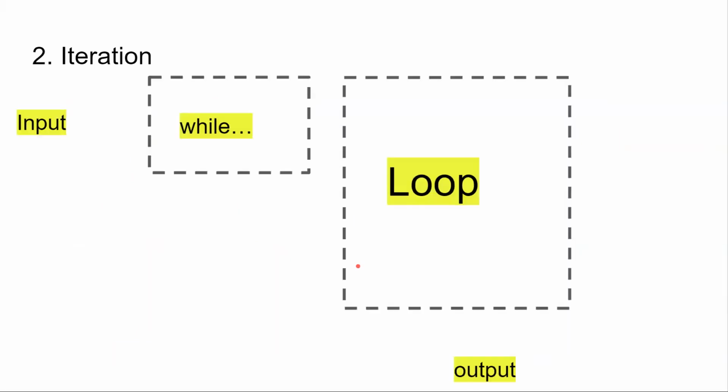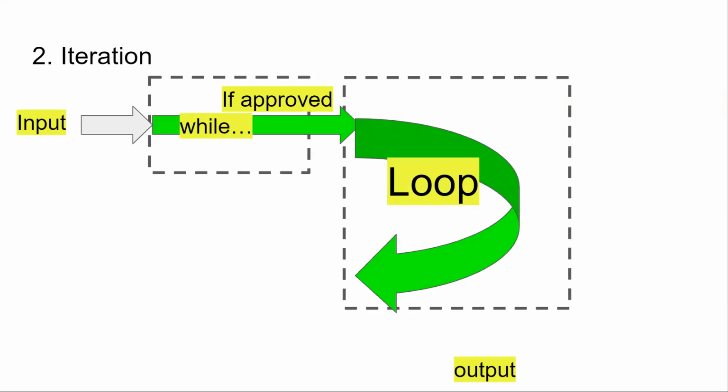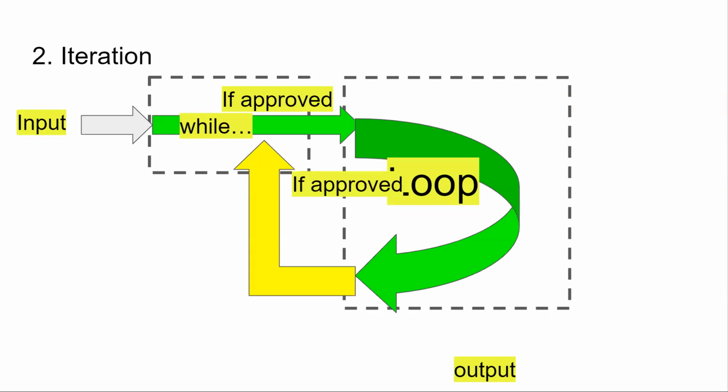All right. So here's a model of how a while loop runs. I have the input, and inside the while I check the condition: is it approved? If so, I run the loop, the code inside the loop. And again, I check if it's still approved. If it's approved, I run it again, and I have to check it again to see if it's okay.